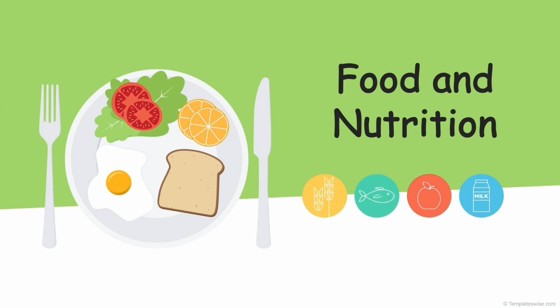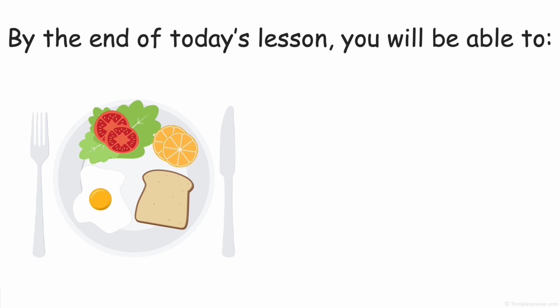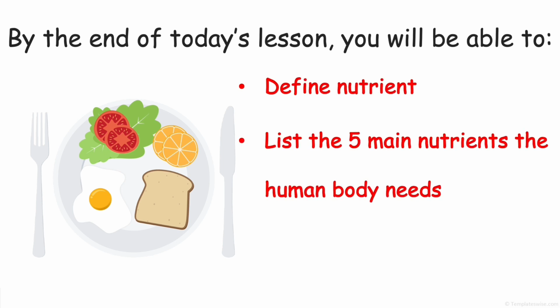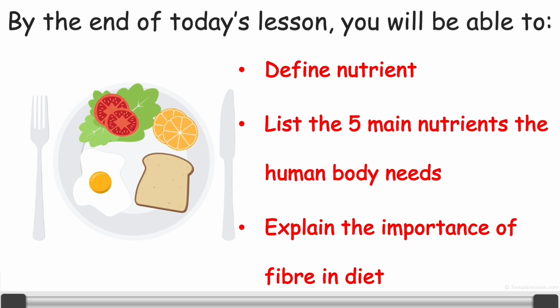As we were already talking about food, by the end of today's lesson, you will be able to do a few things. Let's see what those are. Define nutrient, list 5 main nutrients the human body needs, and explain the importance of fiber. So these are the 3 things you'll be able to do by the end of the lesson.